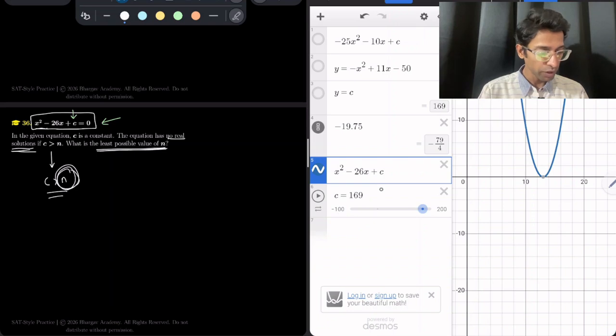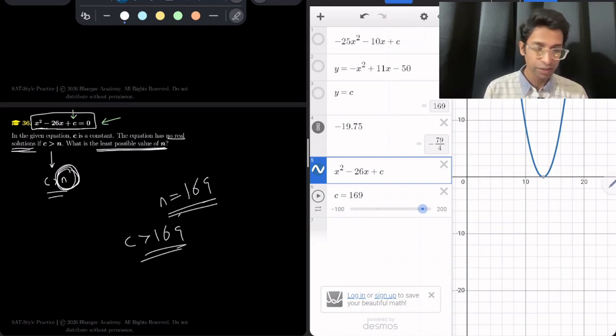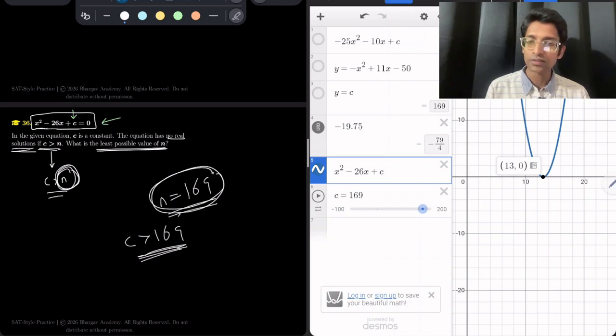So the point is, what should be the least value of n? If I take the value of n as 169, then c should be greater than 169. That's what we are getting from here. C equal to 169, it has exactly one solution. We don't want that. So C has to be greater than 169 is understood. That is clear. He is asking you what is the least value of n. C is greater than n. That is the condition that is given. So n should be equal to 169. That gives us the answer.